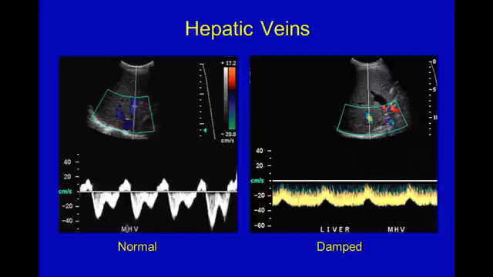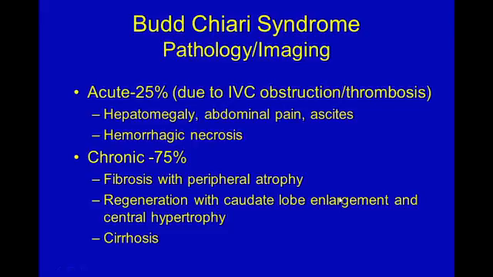So just a reminder, the normal hepatic veins are going to have this nice right atrial waveform, 2 jots forward, 1 jot back, whereas when they're obstructed, they tend to be damped like this, and you lose the nice pulsatility reflected from the right heart.